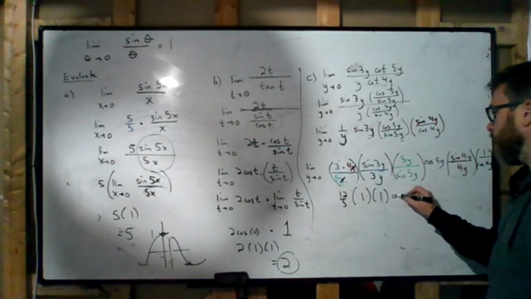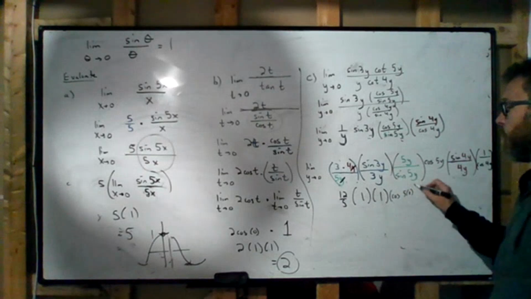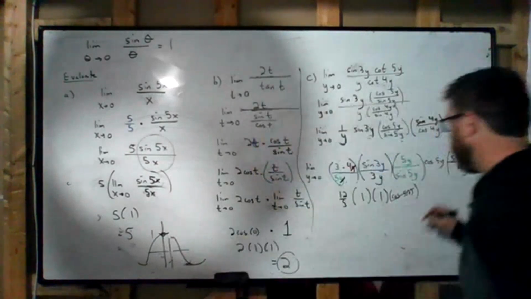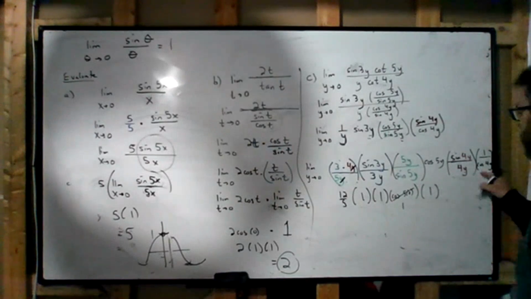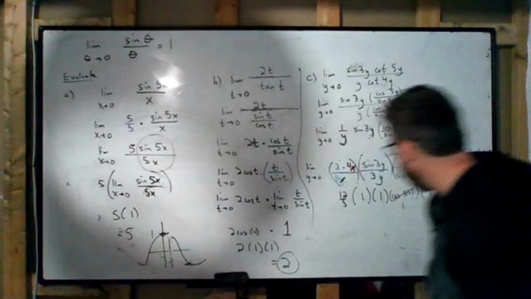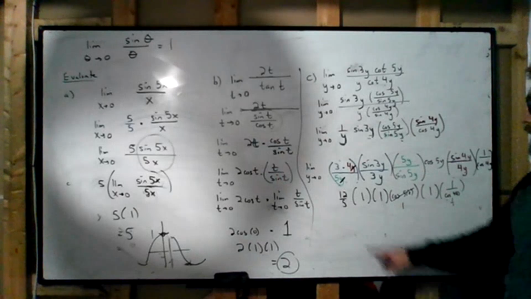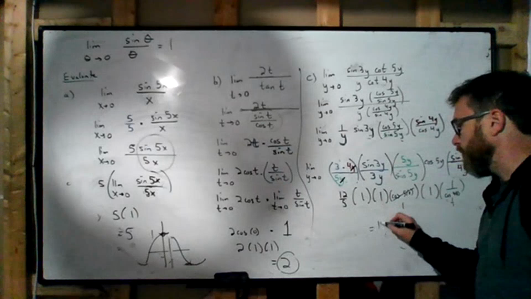Cosine of 5 y, well, cosine is defined at 0. So this is the cosine of 5 times 0, which is the cosine of 0. The cosine of 0 is equal to 1. So that's going to be 1, times this one, which is also going to be 1, times this one, which is going to be 1 over the cosine of 4 times 0, which is the cosine of 0. The cosine of 0 is equal to 1. So this is going to be 1 over 1, right? Which is still 1. So I have 12 fifths times 1 times 1 times 1 times 1 times 1. So this is equal to 12 fifths.